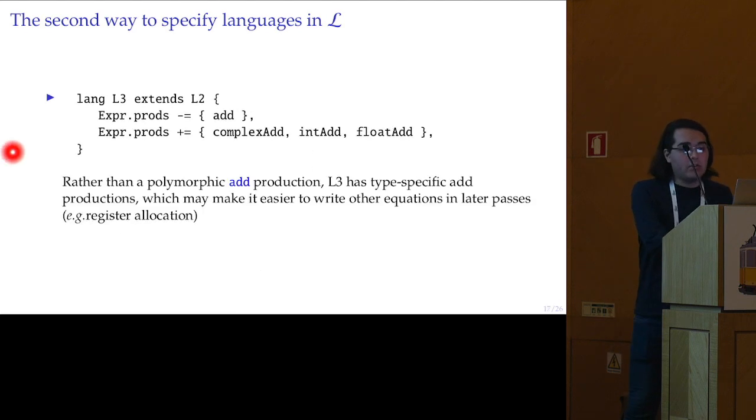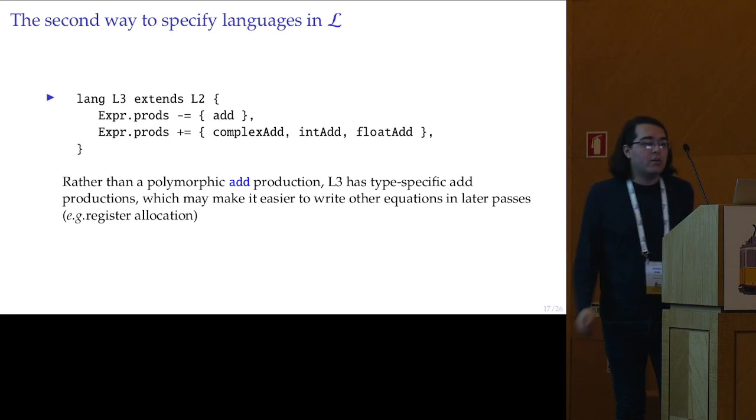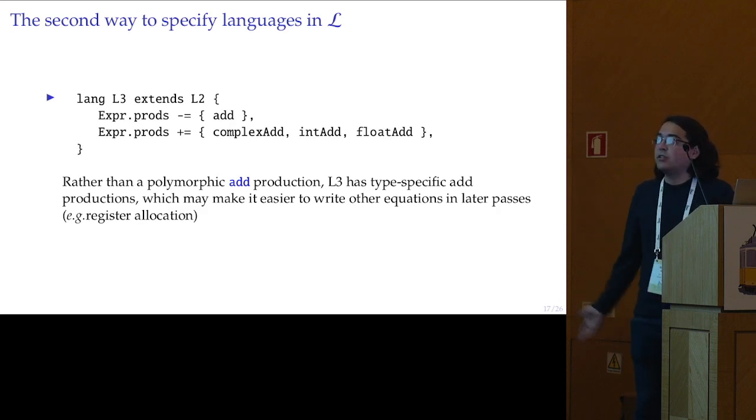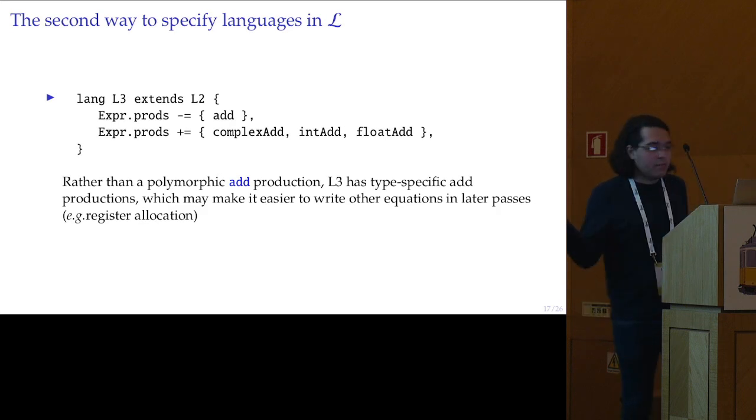We could then have another language, L3 extending L2, where we get rid of addition as a production, but instead we've added in our complex integer and floating point addition productions, which, yeah, may make other tasks easier.